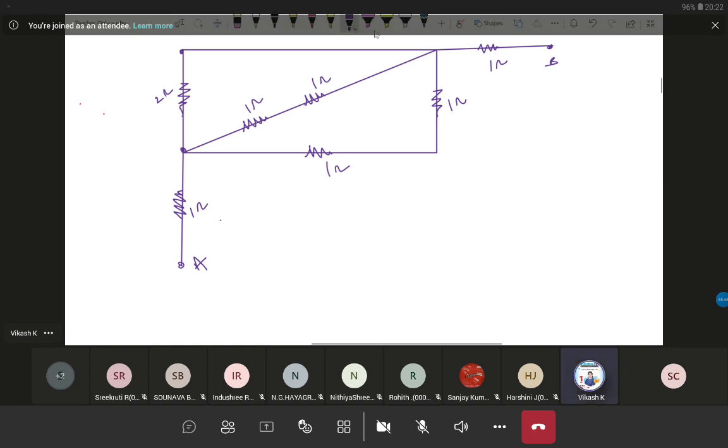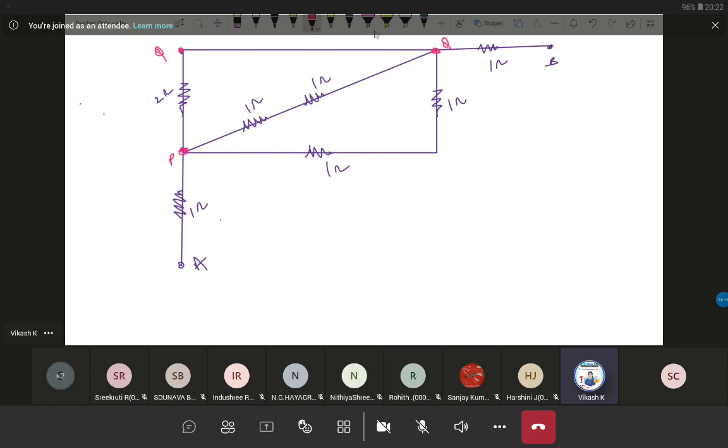See, what do you do? Give some name, what I told you. Let's assume this point is P, and this point I am assuming is a Q. If that is a Q, can I write this point is also nothing but a Q? Because in between is there any resistance connected? Here to here, no resistance. So both of them are in series, sir. Which one? The 2 ohm and that 1 ohm in series.